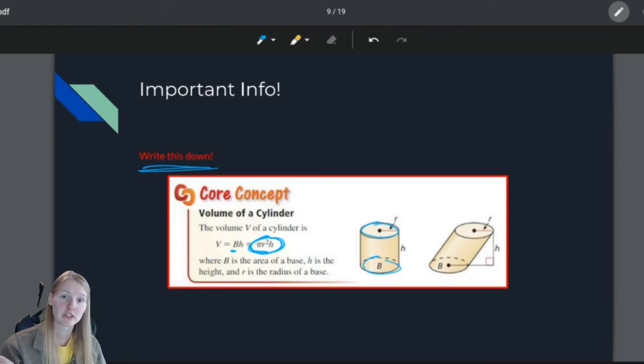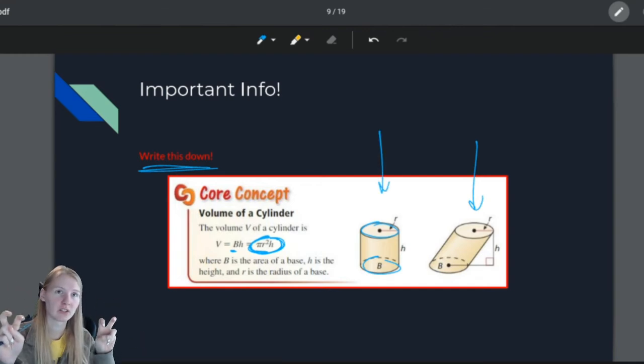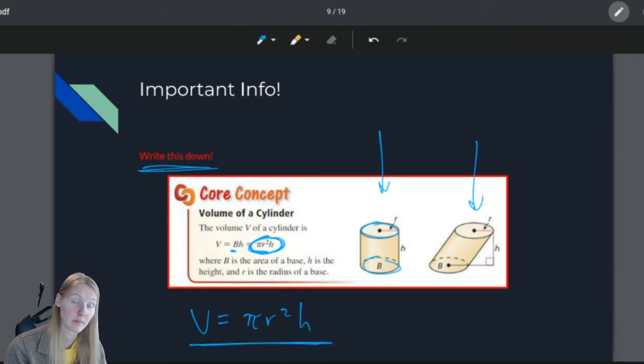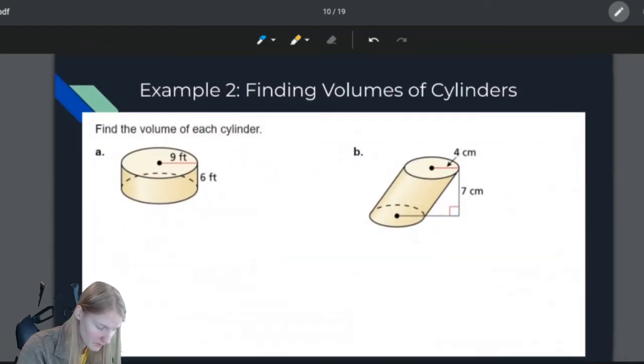Now, Cavalieri's principle applies here as well as to prisms. So just because you have a slanted cylinder, it still has the exact same volume as a right cylinder. A right cylinder just means that this stands perfectly straight up and down like that. So volume equals pi r squared h. That's the main takeaway from here. Alright, let's do some examples.